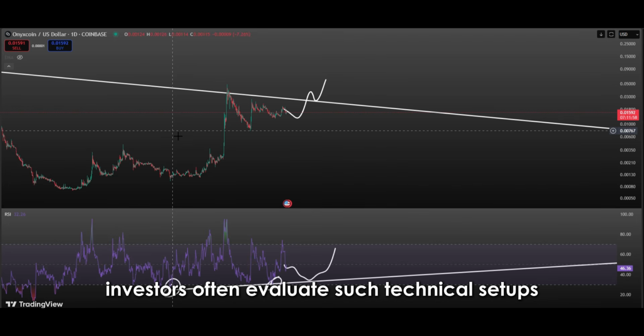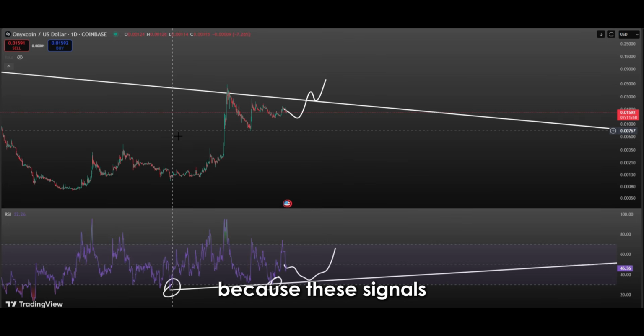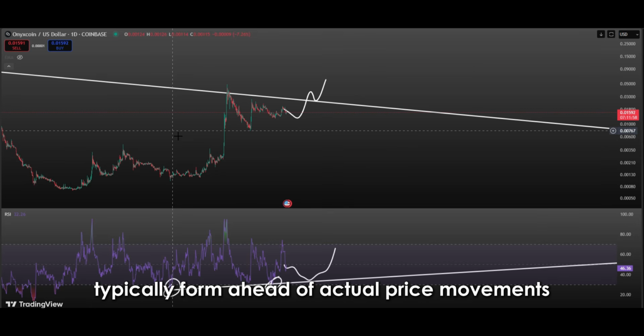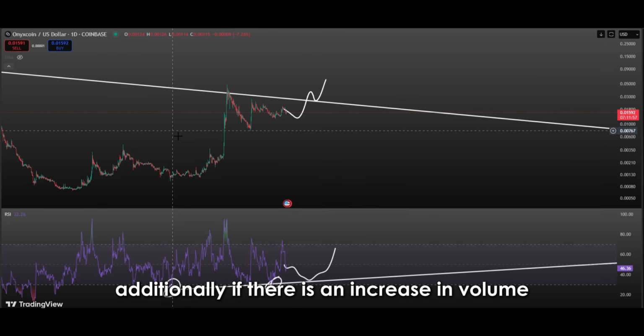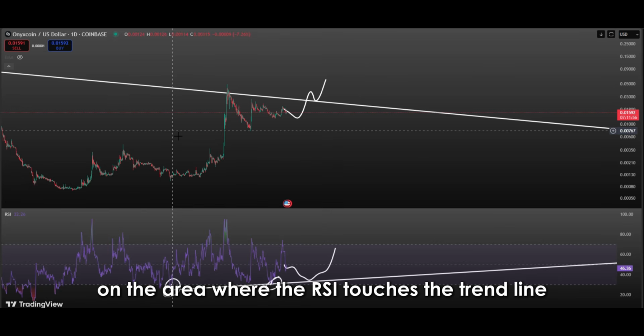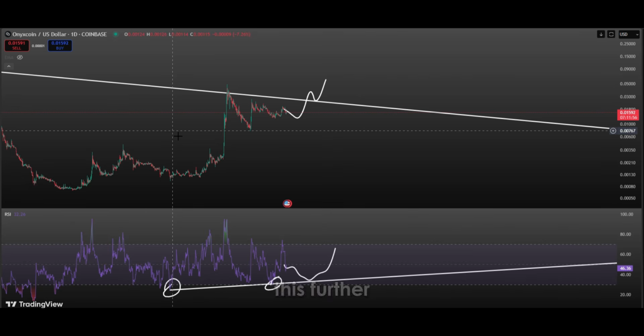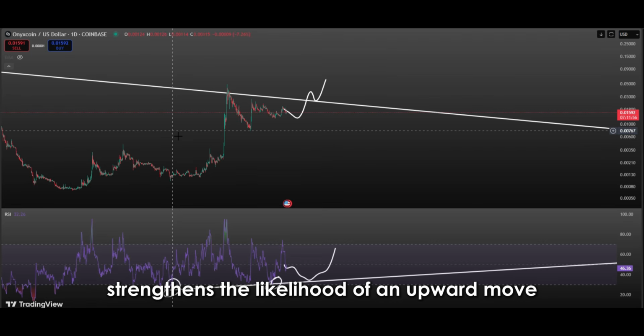Professional investors often evaluate such technical setups because these signals typically form ahead of actual price movements and offer early positioning opportunities. Additionally, if there is an increase in volume around the area where the RSI touches the trend line, this further strengthens the likelihood of an upward move.